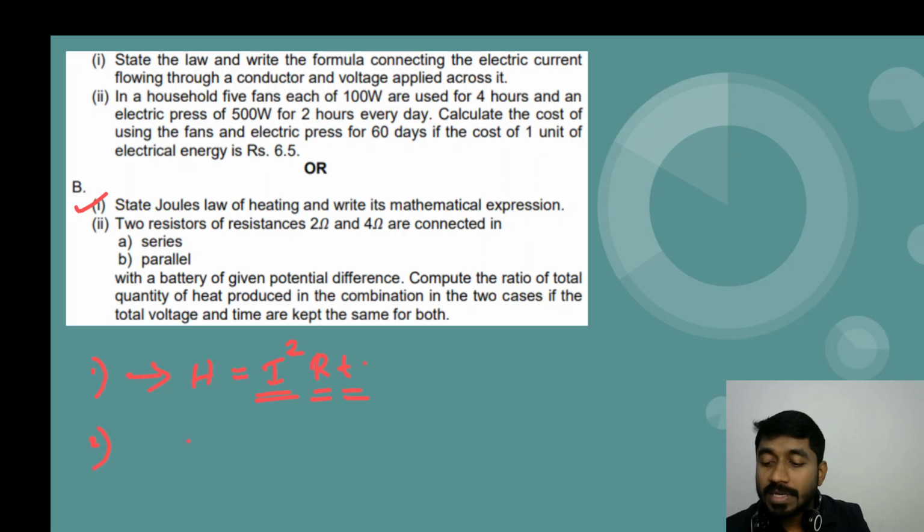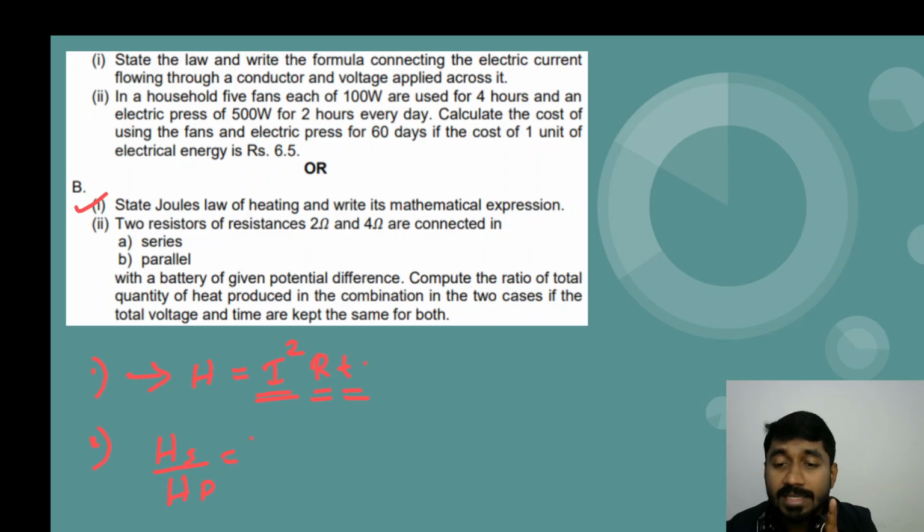Two resistors of resistance 2 ohm and 4 ohm are connected in series, and then in parallel. With a battery of given potential difference, compute the ratio of the total quantity of heat produced in the combination in the two cases, if the total voltage and time are kept the same. It is nothing but the ratio of heat produced in series by heat produced in parallel. So study it now itself.